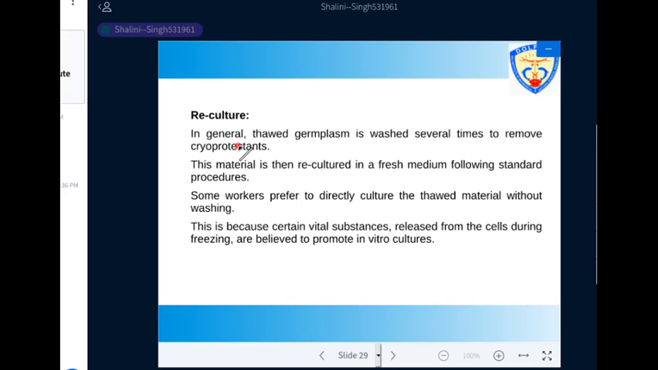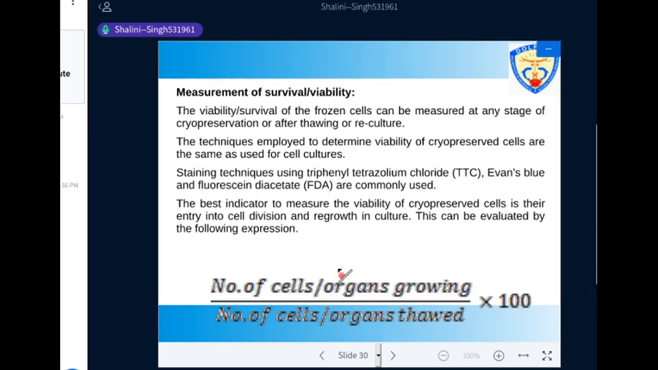Reculture. In general, thawed germplasm is washed. The material is then recultured in fresh medium following standard procedures according to the protocol which has already been optimized.